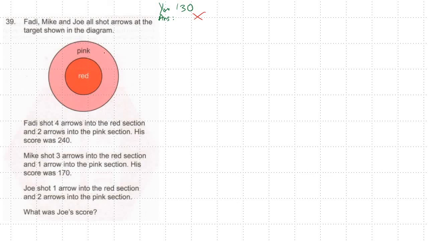Remember, we find things like one pen at 1 watt equals to what is the cost, right? Then we always go and find a group of this. It's something similar with this, but then you need to tweak it a little bit. Okay, here says 4 arrows into red. So I write 4 red at 2 pink will give me 240. This is my first equation. My second equation is 3 red at 1 pink will give me 170. Okay, this is my second equation.